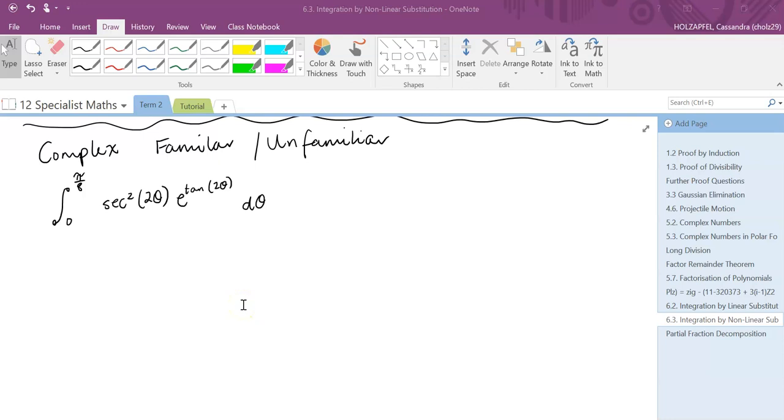Alrighty, so I think I'm just going to do one. This one's going to be an interesting one. This is question 18D in this chapter in your textbook. So this is moving into complex familiar, complex unfamiliar type territory.